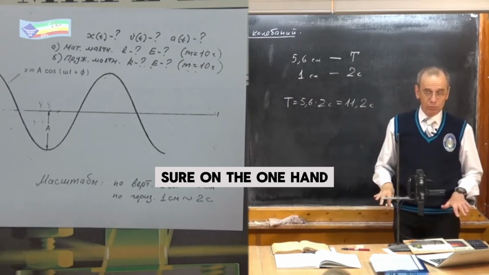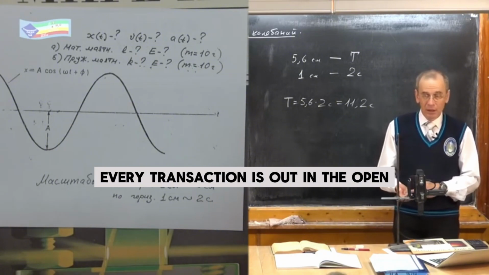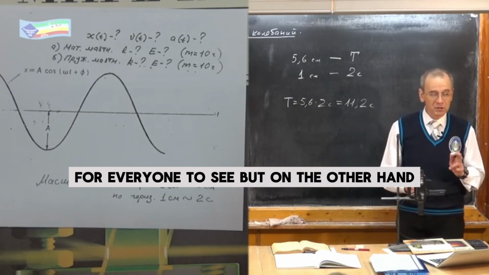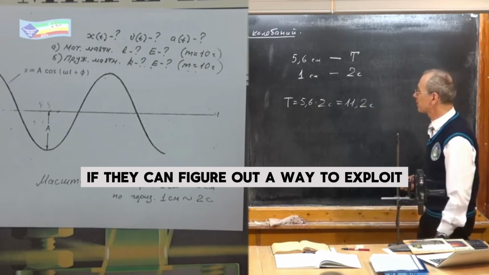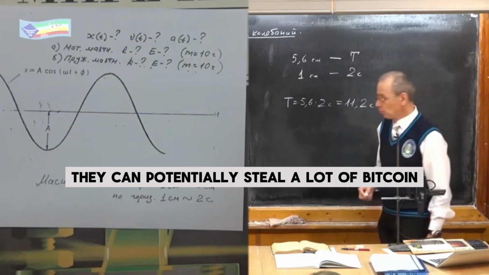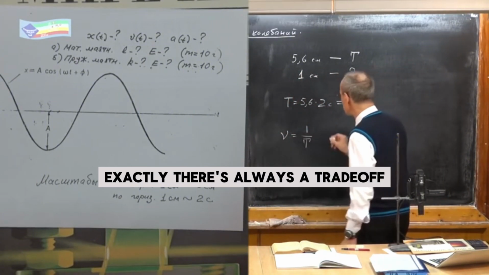Sure. On the one hand, that transparency is what makes it so secure. Every transaction is out in the open for everyone to see. But on the other hand, it also makes it a target for hackers. If they can figure out a way to exploit a vulnerability in the system, they can potentially steal a lot of Bitcoin. So it's kind of a double-edged sword. Exactly. There's always a trade-off.